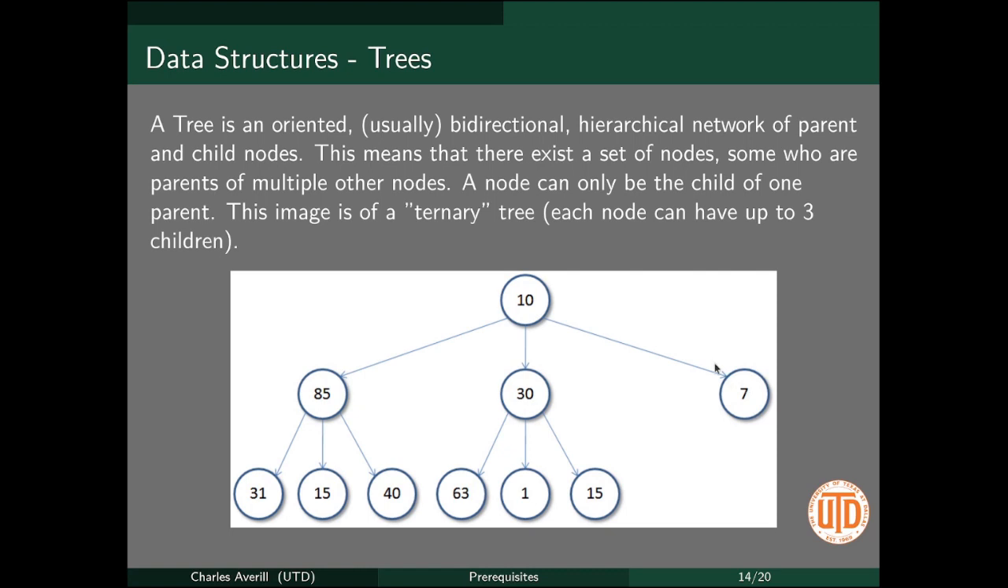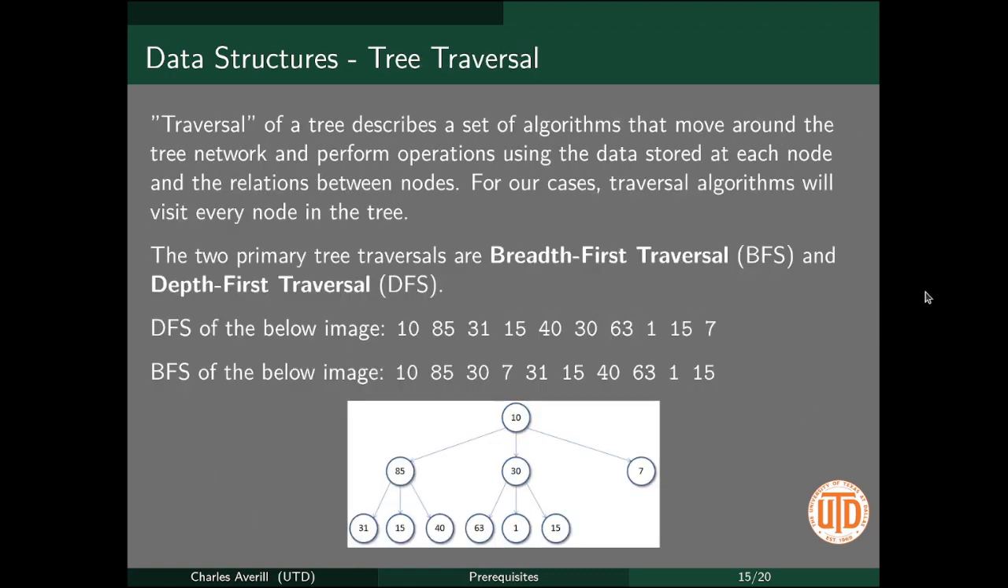7 does not have any children, while 85 and 30 both have children. We call 7 a leaf because it does not have any children. And for the same reason, all of these 6 at the bottom, these are also leaves.